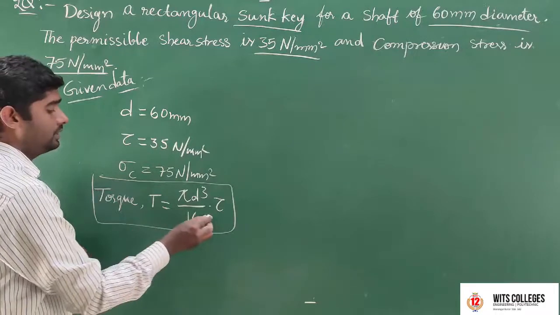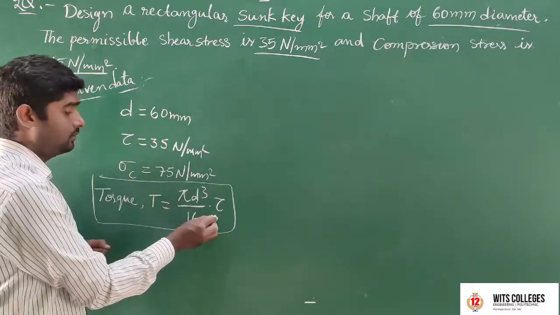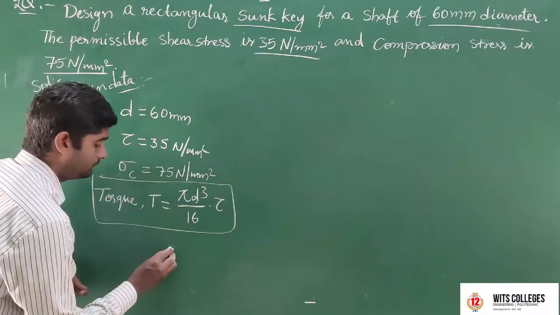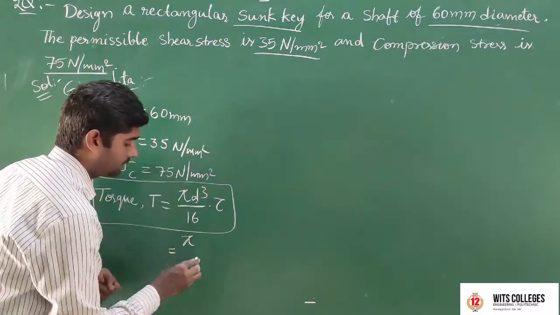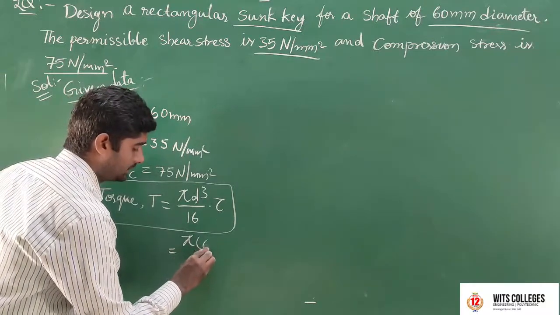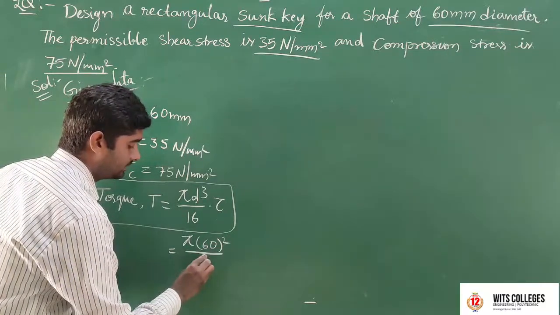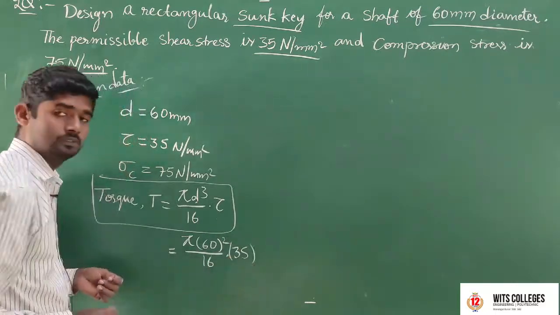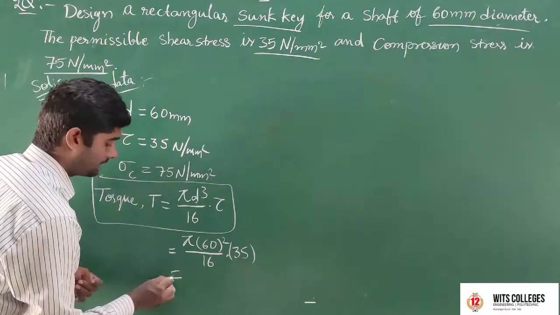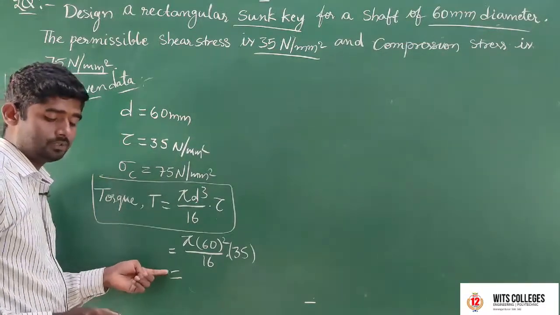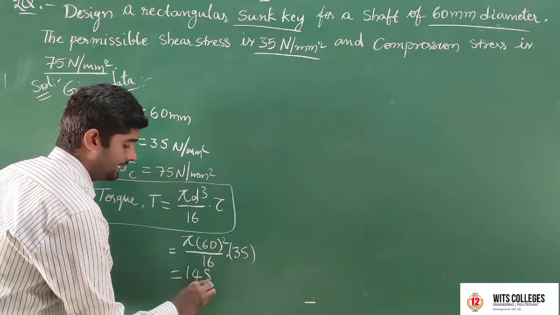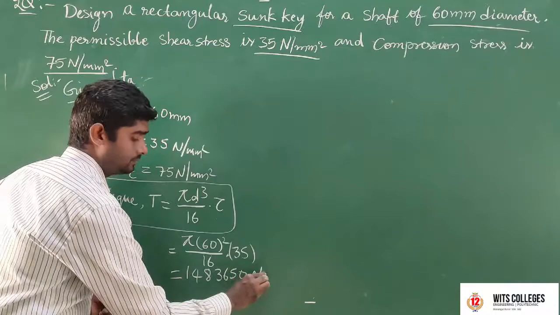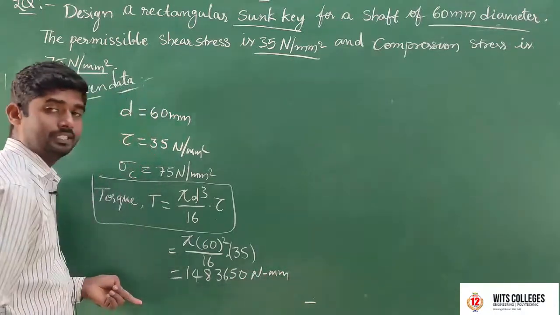Okay. In this one, we already know that D is equal to 60 and tau is equal to 35. Then substitute 60 and 35: T is equal to pi into 60 square... by 16 into 35. Using this, find out the torque. Torque is equal to 1483650 Newton mm. Okay, this is the torque.